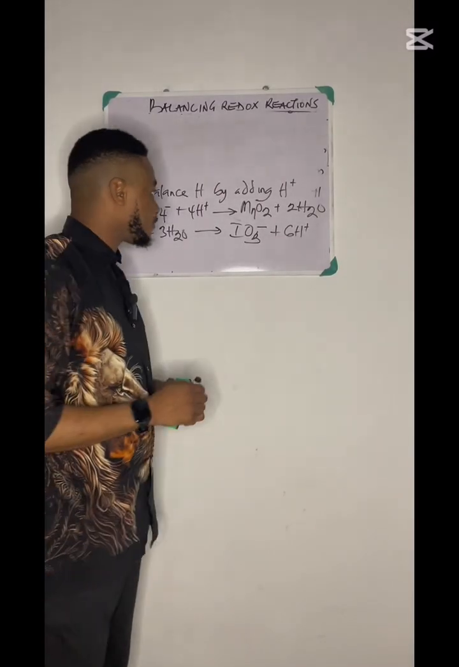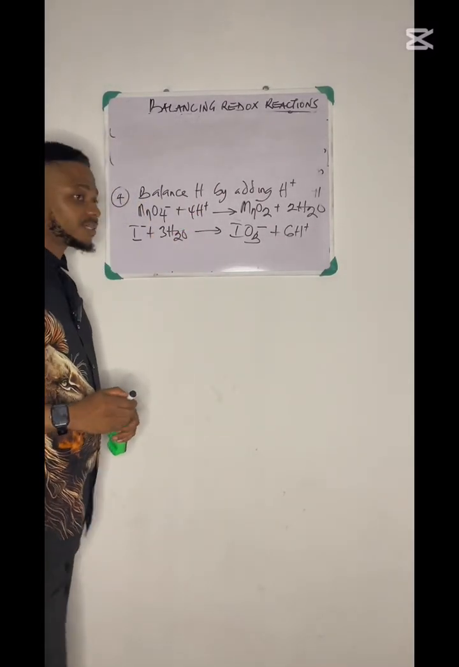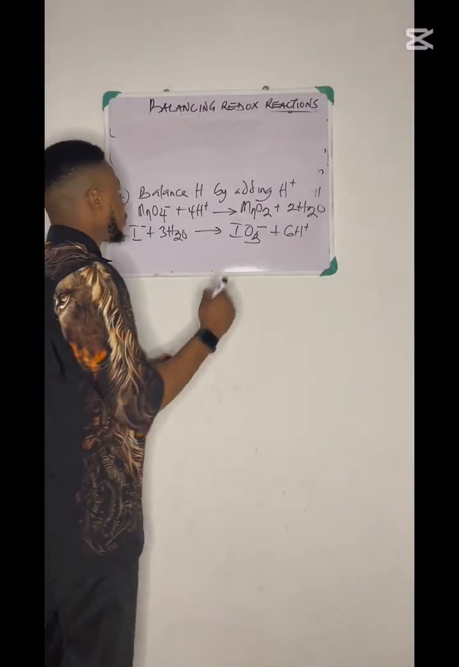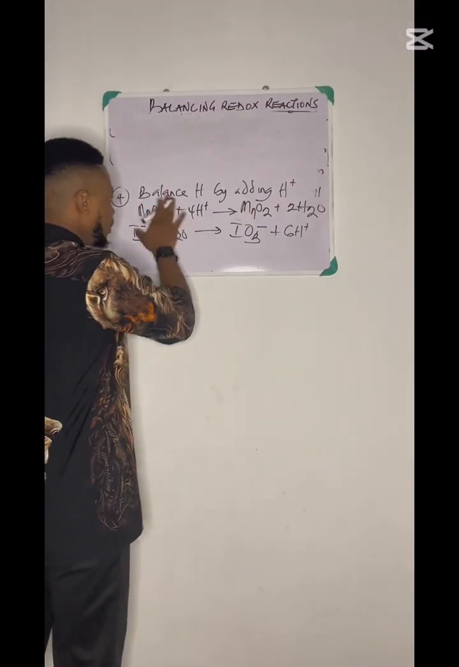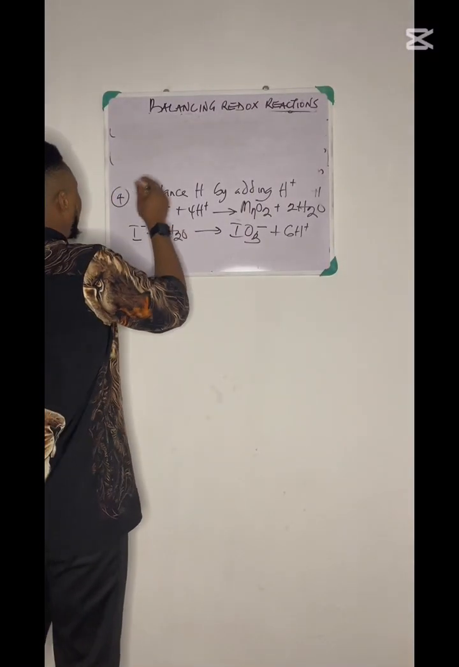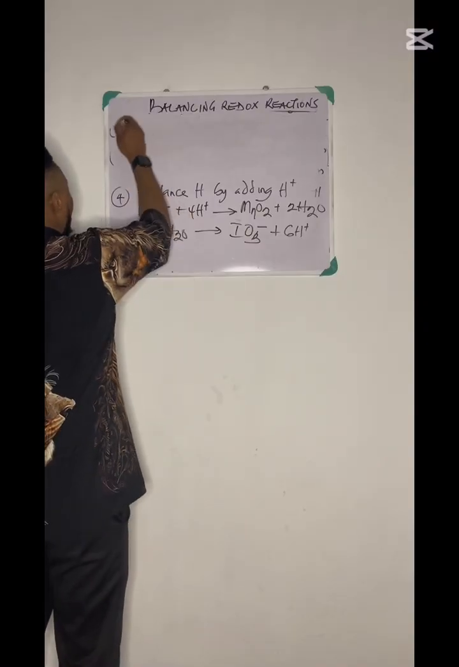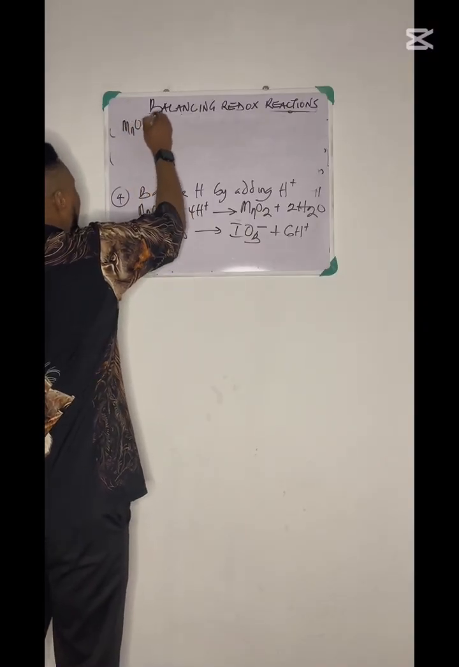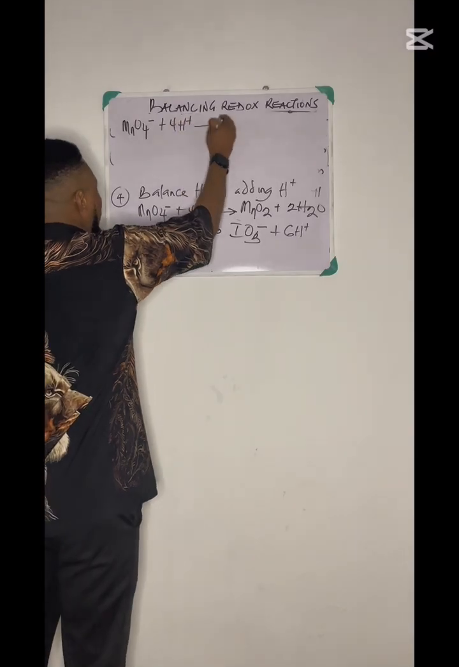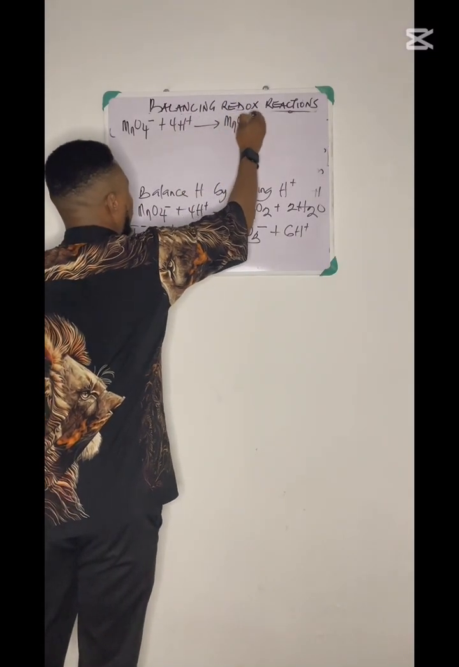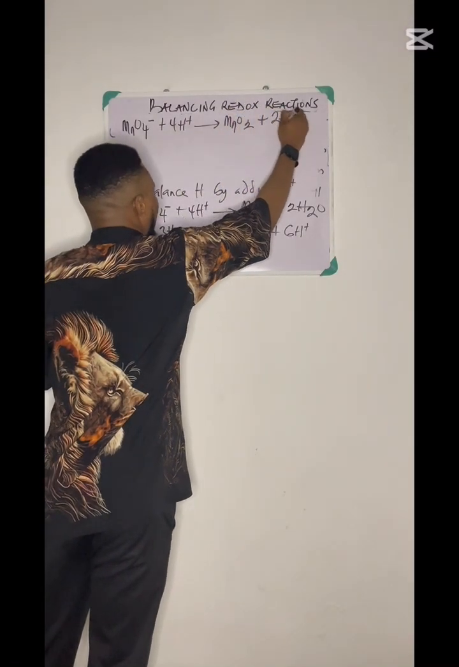So the next thing we have to do now is to balance the charges. All right. So balance the charges in these two half cell equations. For the first one, we say MnO4⁻ + 4H⁺ to give us MnO2 + 2H2O.